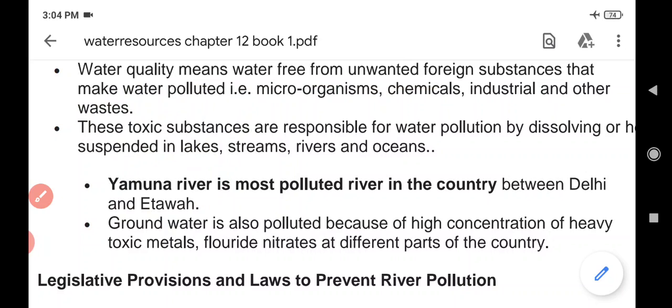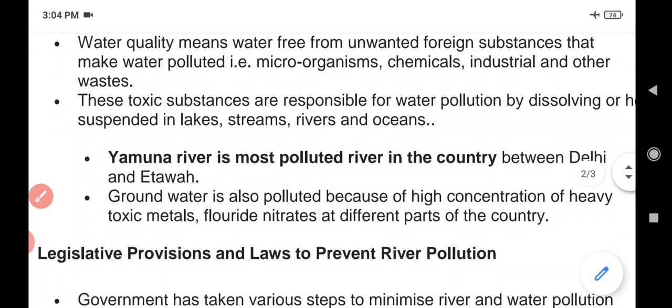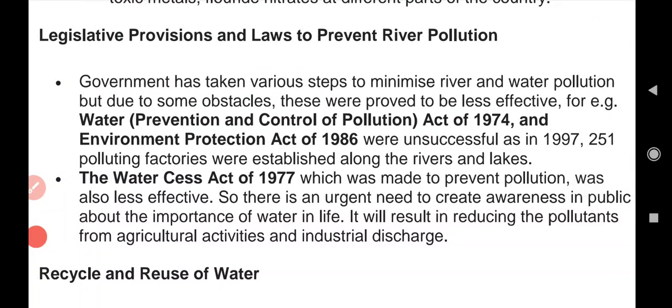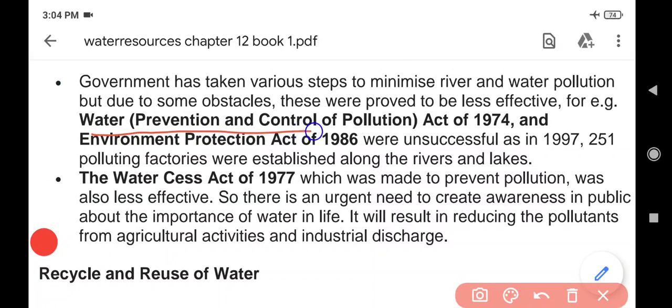To remove this pollution from rivers or water bodies, there are many laws and acts coming from time to time, just like the Water Prevention and Control Act of 1974, Environmental Protection Act of 1986, Water Cess Act of 1977. They did various things to prevent the pollution, but in spite of this also there is some awareness needed for removing the pollution.